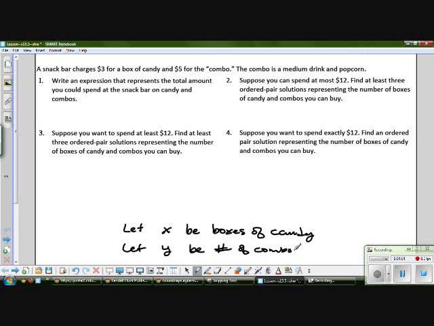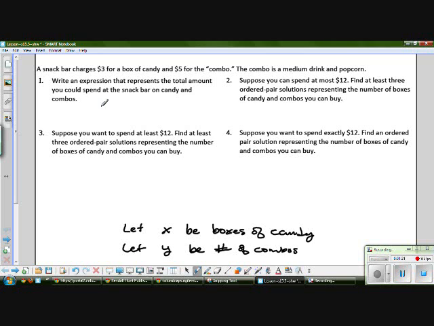Now, I think we use C and B in class, whatever you guys chose. It doesn't really matter what. We just always have to tell the reader what the variables stand for, because we can't assume they're inside our heads when we are choosing them. So let's write an expression that represents a total amount you could spend at the snack bar. Now, this is an expression. It means we're not using less than or greater than or equal to. We are just simply writing how you would calculate how much you spent.